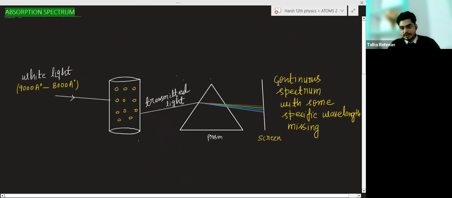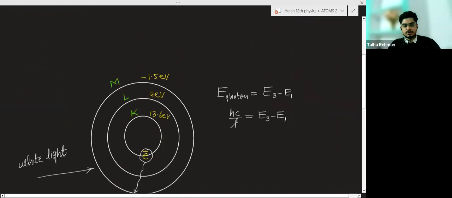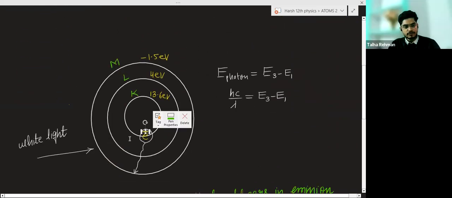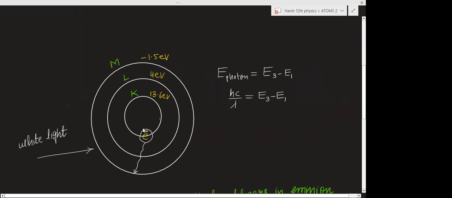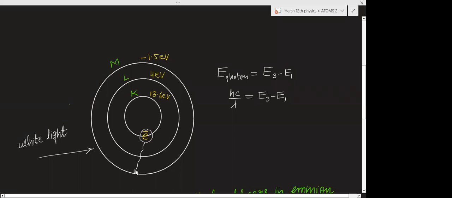Here, in this type of spectrum, you get a continuous spectrum with some missing wavelengths. Now, what is the reason? When you give white light, suppose the electron is at the ground state. White light is a radiation, and it has some energy. So this electron will absorb some energy and move to the higher energy level.